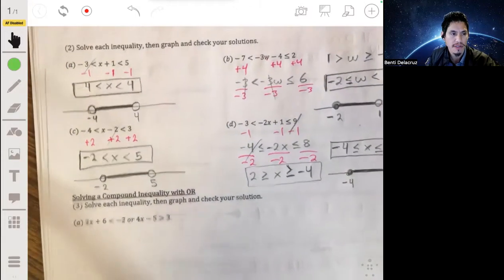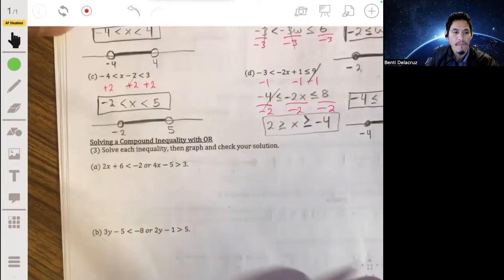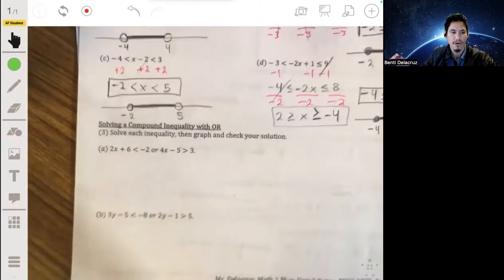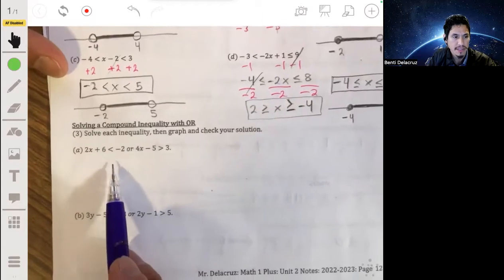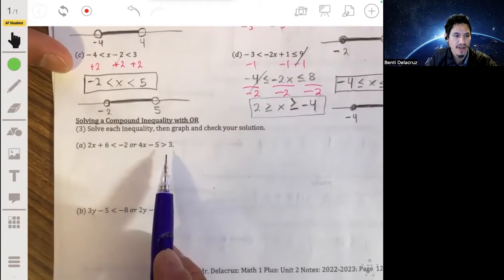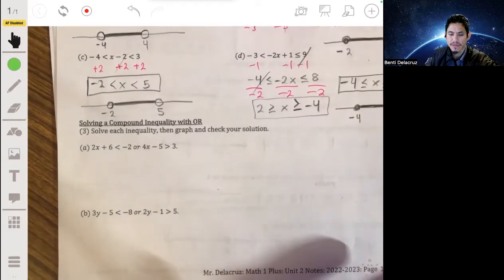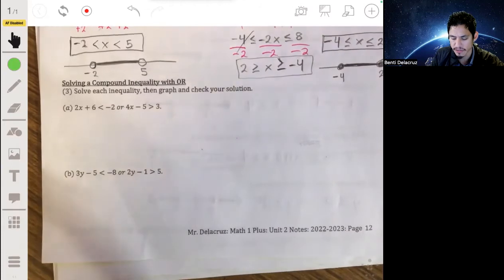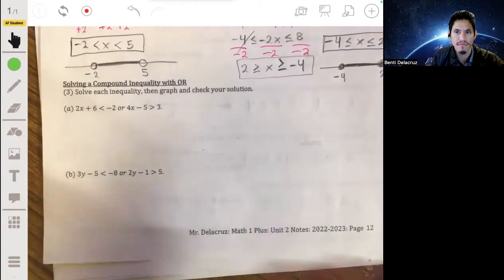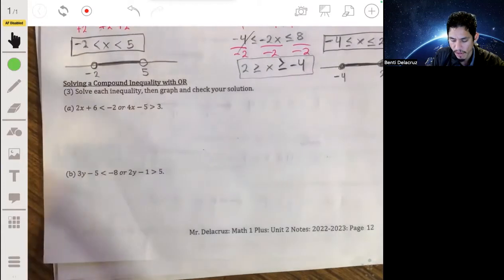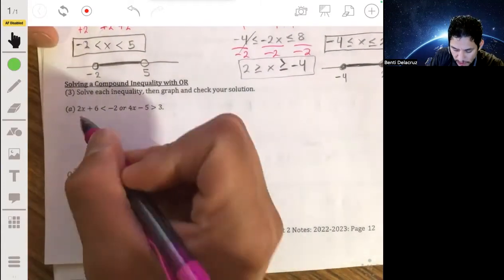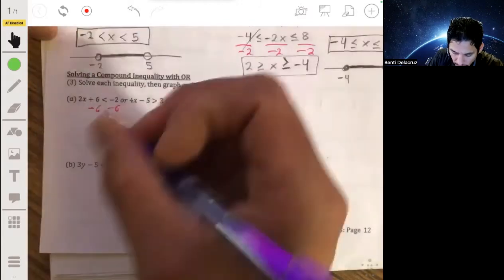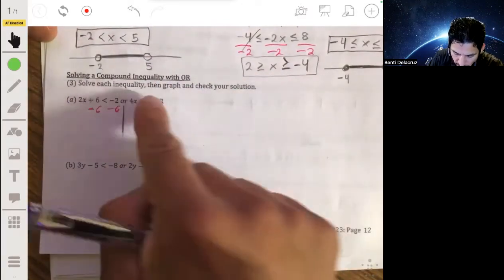All right, now let's work with some that have the word or in them. Let's see what we do here. Okay, so we have 2x plus 6 is less than 2, or 4x minus 5 is greater than 3. So there's no real difference between this and solving an equation. You just do them one at a time, and you graph both your inequalities on the same number line. So first, let's work with this one. We get the x by itself, take away 6 from each side, and we only care about that one for now. Let's forget about the other one for now.